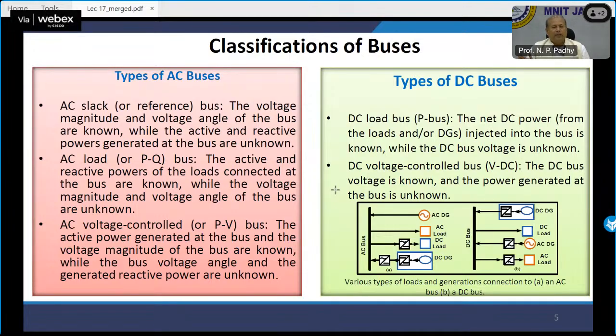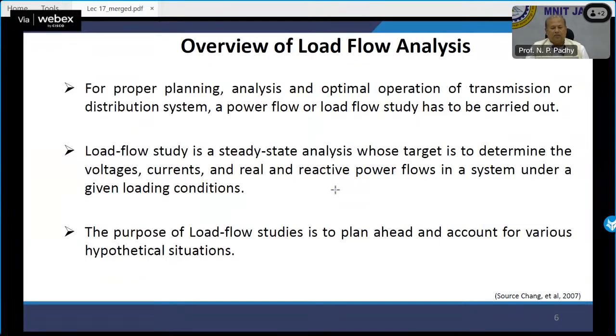But if you go to a DC bus, you don't have Q there. You don't have theta there. So in a DC system, there are two types of buses. One is the DC load bus, where P is known, and the other is the DC voltage control bus, where V is known. This is how, because now you're moving slowly from an AC system to a DC system, these algorithms can be used.